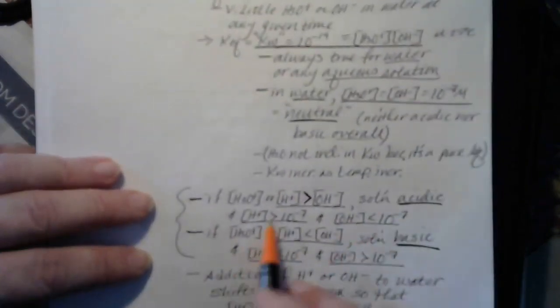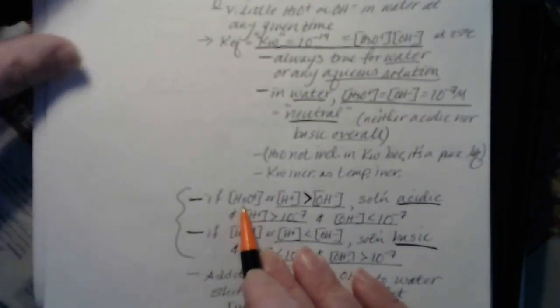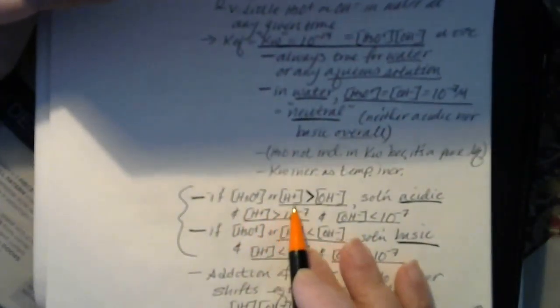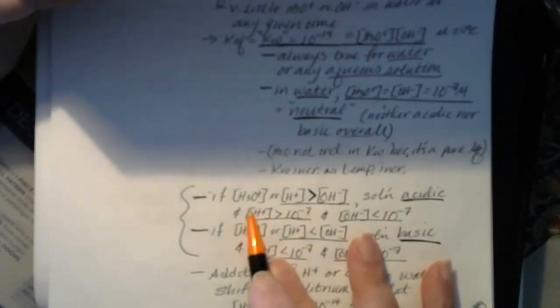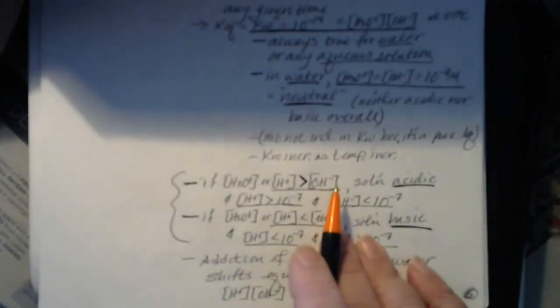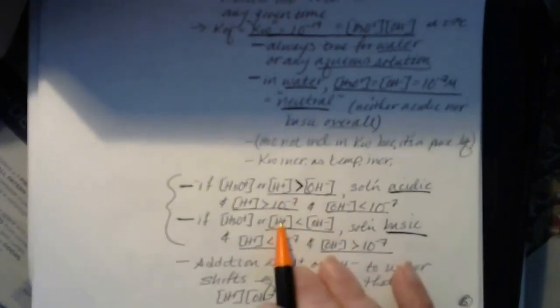So whether the solution is acidic or basic really comes down to which concentration is bigger, the H3O plus or H plus, if you like to think of it that way, or the OH minus. If the H plus concentration is bigger than the OH minus concentration, then the solution is acidic. And we know that if one goes up, the other has to go down by the same factor, because they both have to multiply out to 10 to the minus 14. So it's going to be fairly obvious which one is bigger.